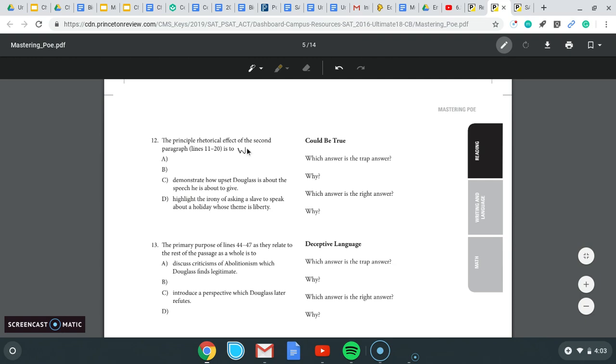So I'm going to write why here in the margin. And I'm going to try to do it in cursive. There we go. All right. Now, step 3 is to read 5 lines above and 5 lines below. So go ahead and read lines 6 through 25.